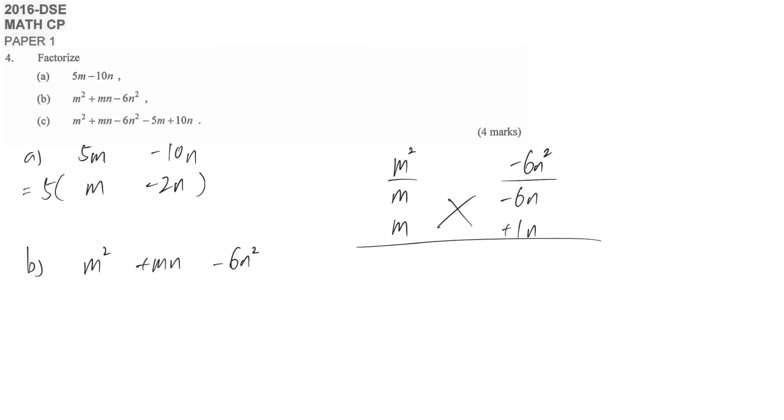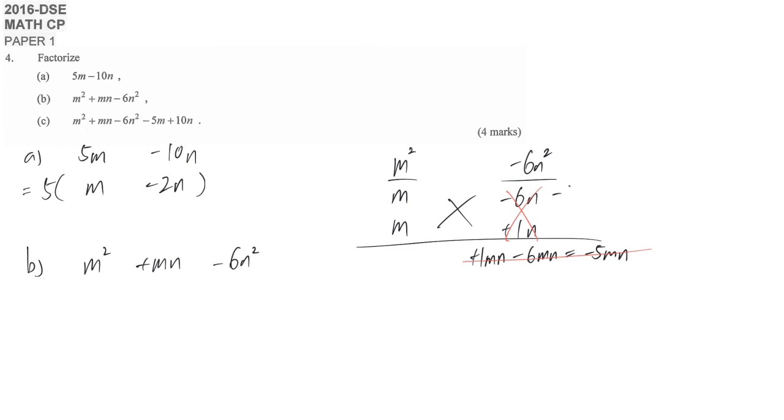And then we have to perform the cross product to check whether the middle term is the same. It seems like we just expand it and then we just look at the middle term. So we have positive 1n mn, we have minus 6mn, which gives us negative 5mn, which is not the same as the middle term, which proves that this trial is wrong. Then we just simply continue, try another combination.